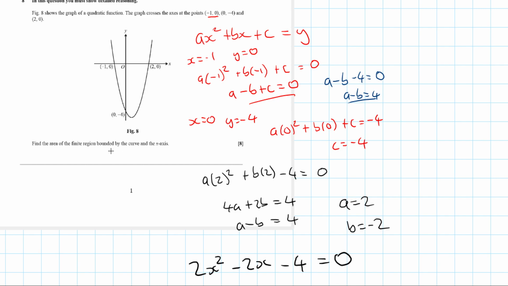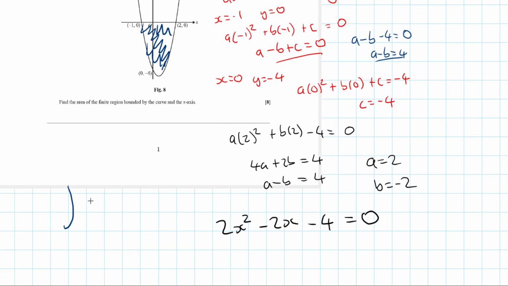From here we want to find the area of the finite region bounded by the curve and the x-axis. So we want to find this area here. To find this area we're going to integrate between the limits, and the lowest number that we have is -1, and the highest number we're crossing is at 2. Again, we just look at the x for limits, and we plug in our equation, so it's the integral of 2x squared minus 2x minus 4 dx.